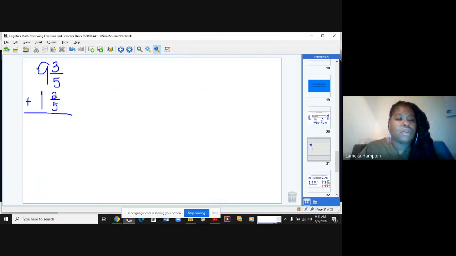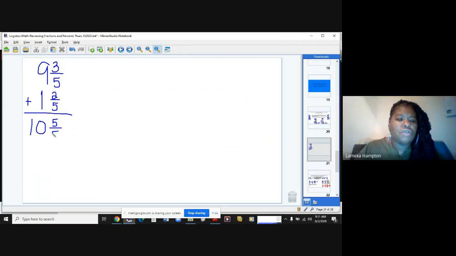Now, of course, we are still going to follow our rule, which is going to be adding our whole numbers together. 9 plus 1, that gives me 10. And then I'm going to add my top numbers together, or my numerators. 3 plus 2 gives me 5.